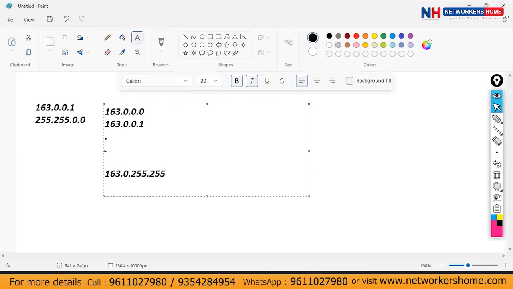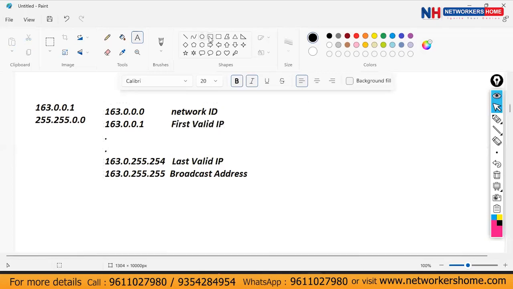This one. And if we talk about the second last address, 255.254. This is the last address. And here, this is your network ID, and this is your broadcast address. And all the addresses between, they are your valid IPs. So you can say, okay, this is the last valid IP, and that will be the first valid IP.